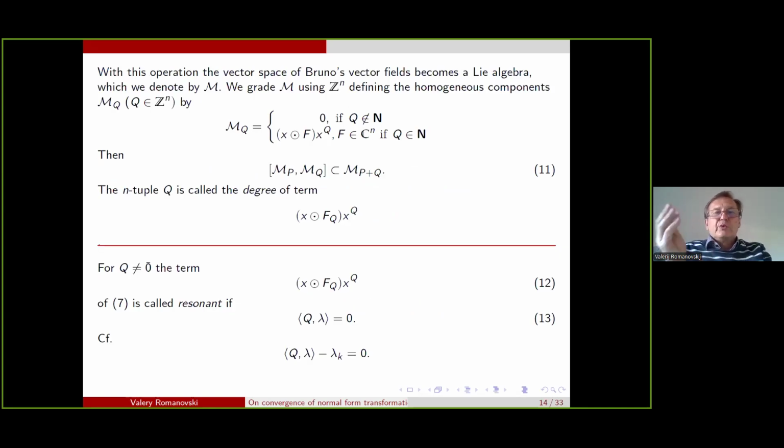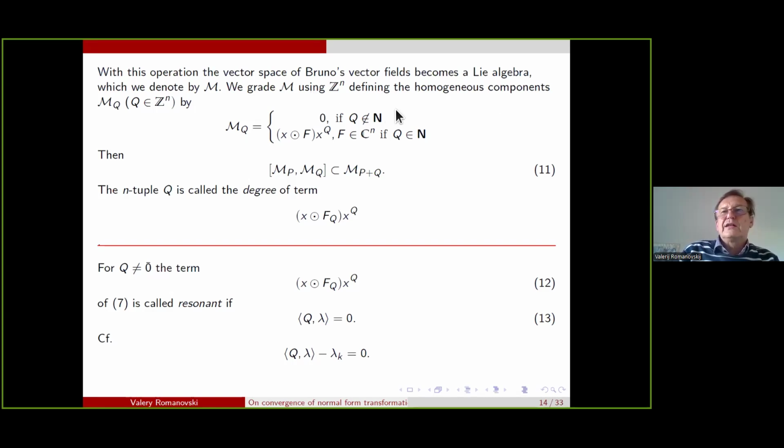But of course, when we work with vector fields, we always need some grading. So with this operator, Bruno vector fields become a Lie algebra, which we denote by M. The vector space is denoted by F, the Lie algebra is denoted by M, and we need to grade them.